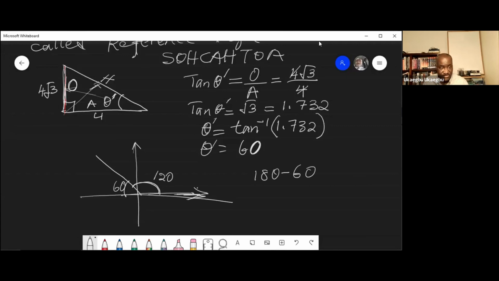This is what we just figured out based on the given information.